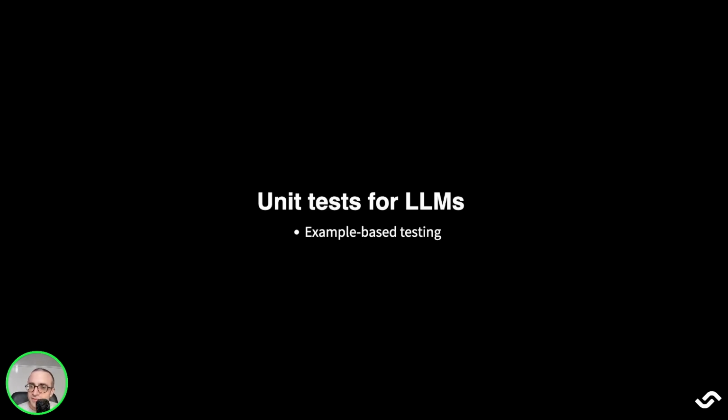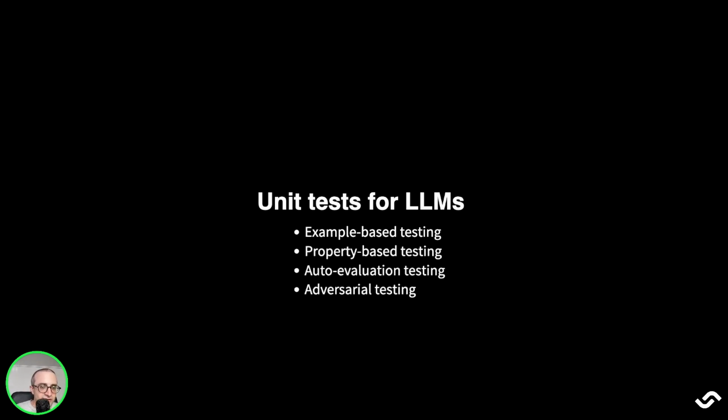I've been talking to developers and so far I've seen 4 types of unit test. The first is example-based testing. Then we have property-based testing, auto-evaluation testing, and adversarial testing. Let's go through each one by one.